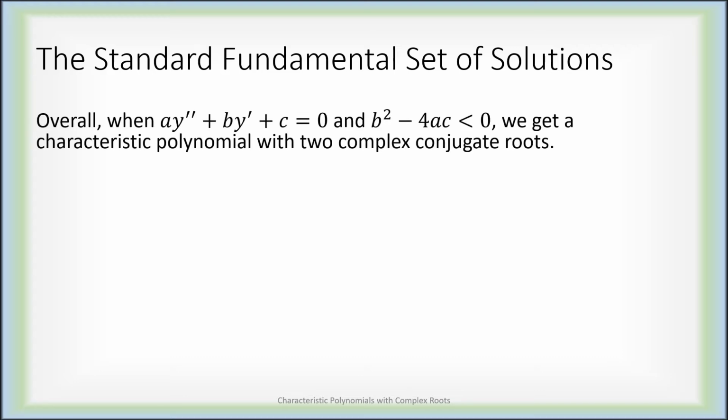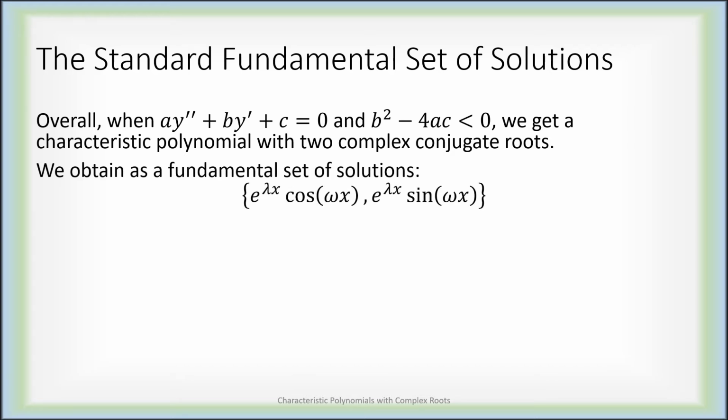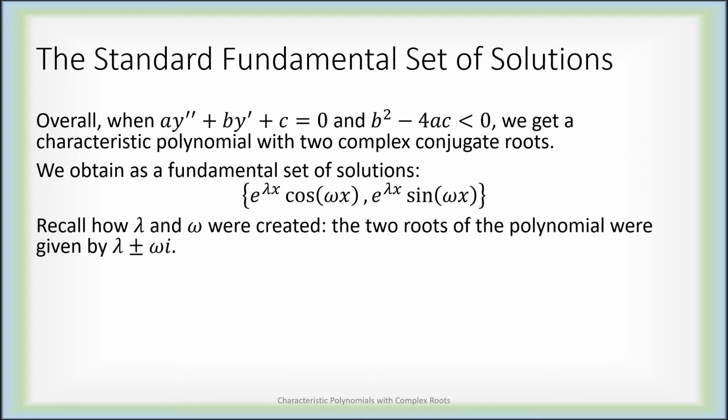When we have this linear second-order homogeneous differential equation with constant coefficients, but a characteristic polynomial with 2 complex conjugate roots, as a fundamental set of solutions we get e to the lambda x cosine omega x and e to the lambda x sine of omega x, where the 2 conjugate complex roots are lambda plus or minus omega i. In terms of the coefficients of the original differential equation, lambda is minus b over 2a, and omega is the square root of 4ac minus b squared over 2a.